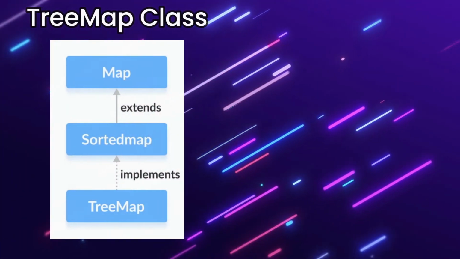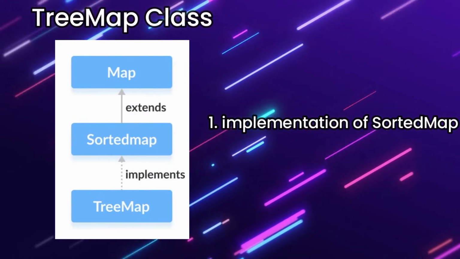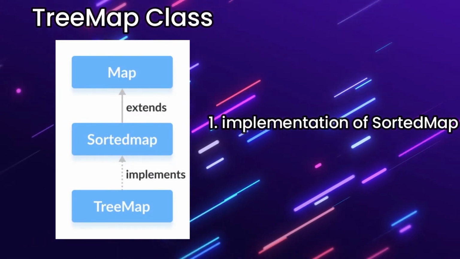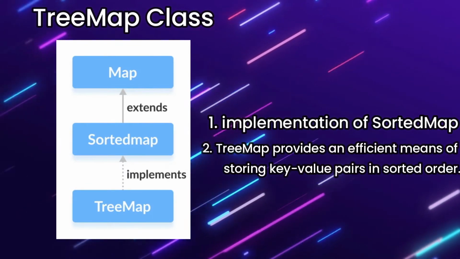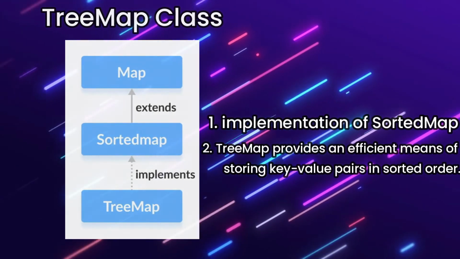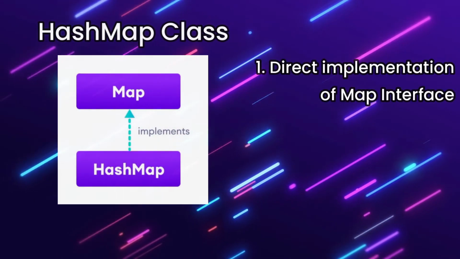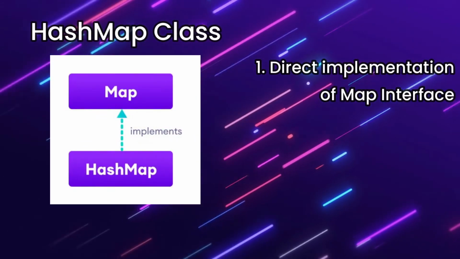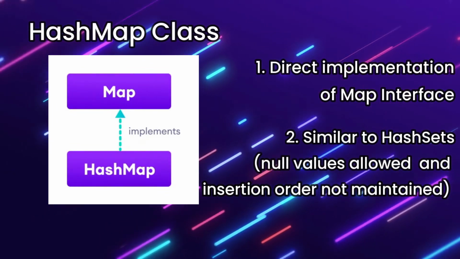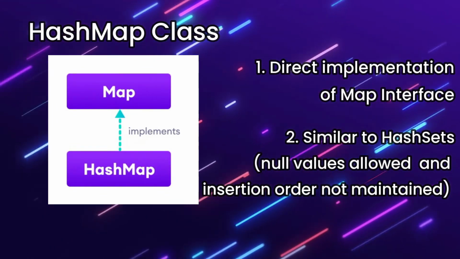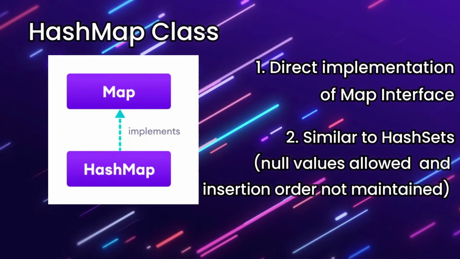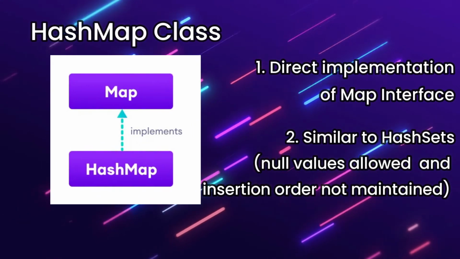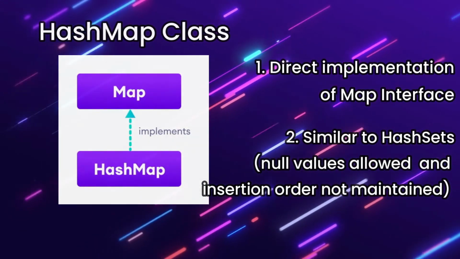The TreeMap class is an implementation of the SortedMap interface, which is an extension of the Map interface. The TreeMap class provides an efficient means of storing key-value pairs in sorted order. Meanwhile, the HashMap class is an implementation of the Map interface. HashMaps are similar to HashSets in a way that they also allow null values and do not maintain order. However, since it implements the Map interface, elements are stored in key-value pairs.